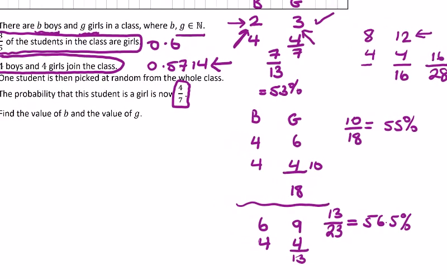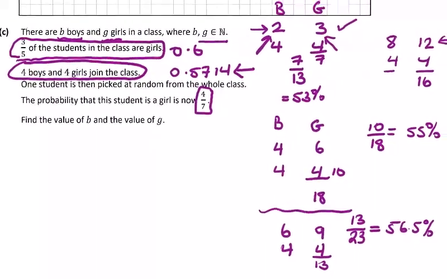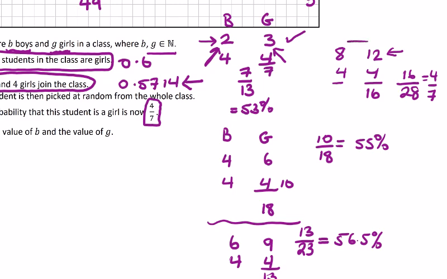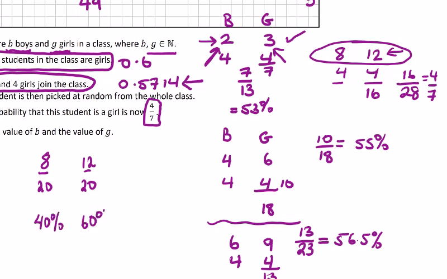So what were you asked? The value of B and the value of G. The original question was the amount of boys and girls in the class, so it's the 8 and the 12. And just check that. 8 and 12 is 20. 8 over 20 and 12 over 20 is going to be your 40% and 60%, as you can see. So we can see we've got this question correct.